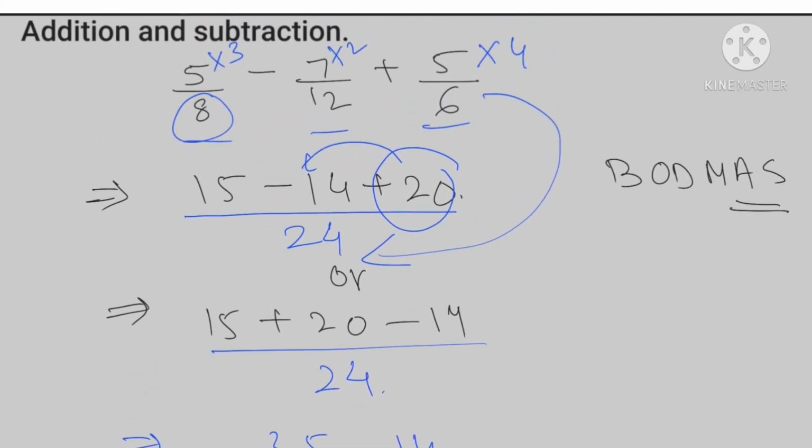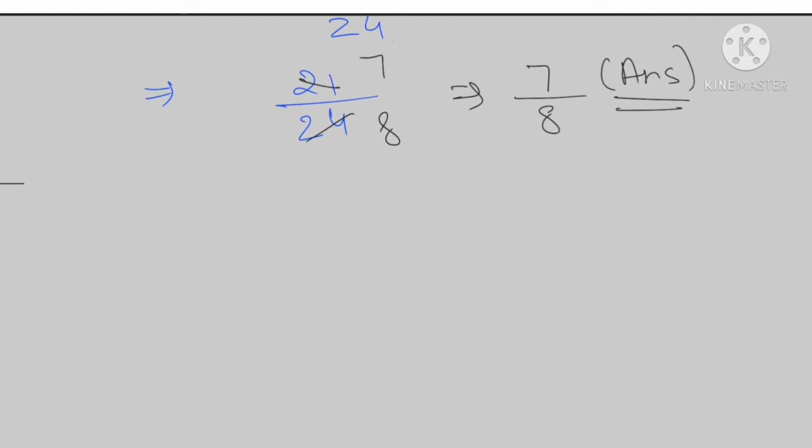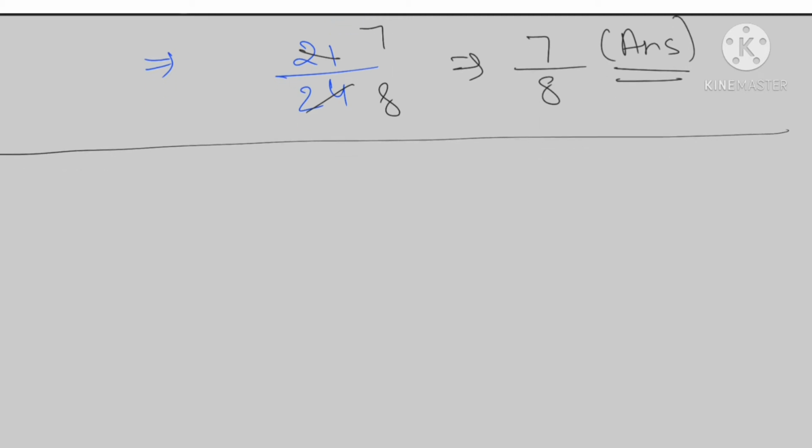5 by 8 minus 7 by 12 plus 5 by 6. Okay, now why don't we do one more sum so that the clarification will be fine. Now this is a lengthier sum.